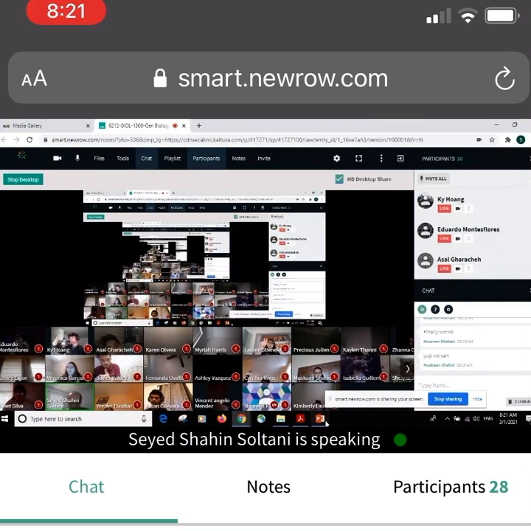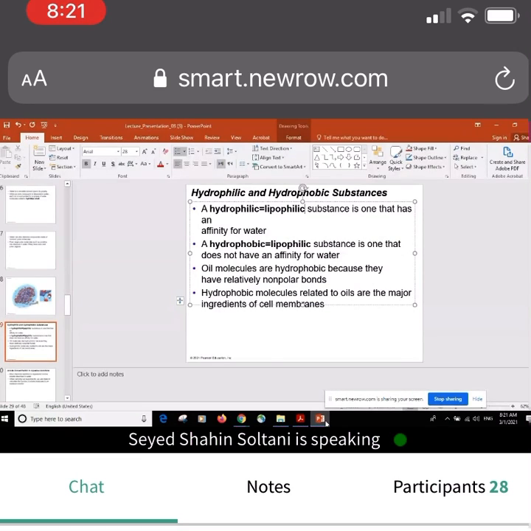Okay, good. So if something loves water, it is hydrophilic, it hates fat. So I correct it, it's lipophobic. You correct it: hydrophilic is lipophobic. If something hates water, it loves fat, because these two are opposite.